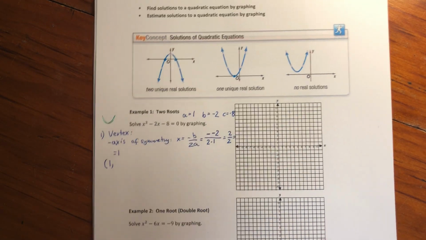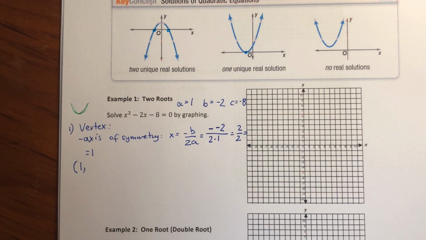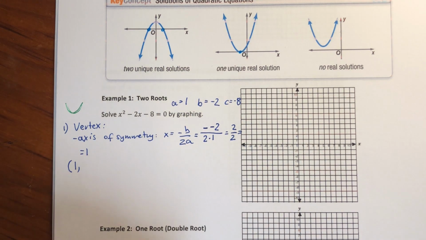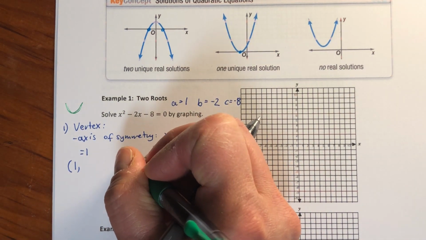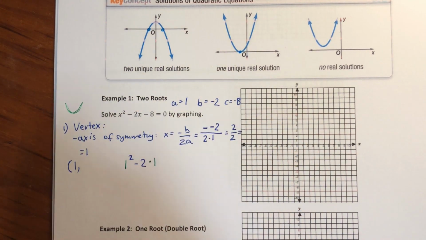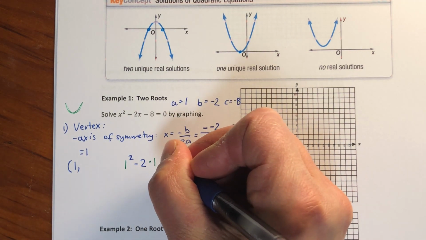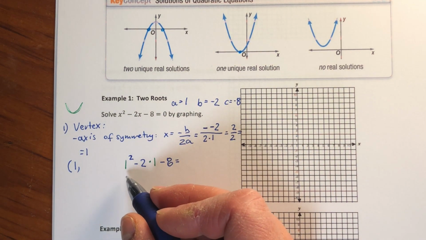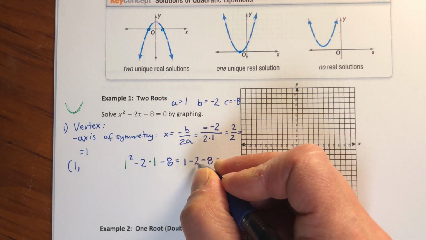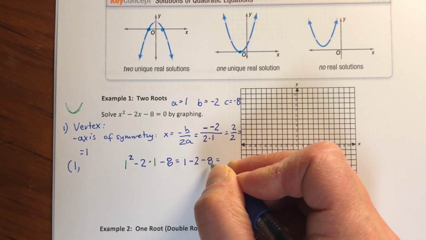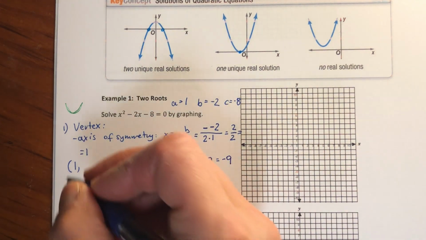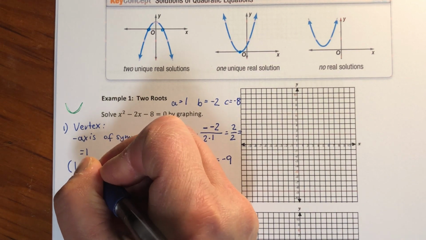And to figure out what the y-coordinate of the vertex is, what I am going to do is plug it in everywhere in place of x. So I will have 1 squared minus 2 times 1 minus 8. Let's make sure we follow the order of operations. 1 squared is 1, 1 minus 2 minus 8. 1 minus 2 is negative 1. Negative 1 minus 8 is negative 9. So I know that my vertex is at 1 and negative 9.